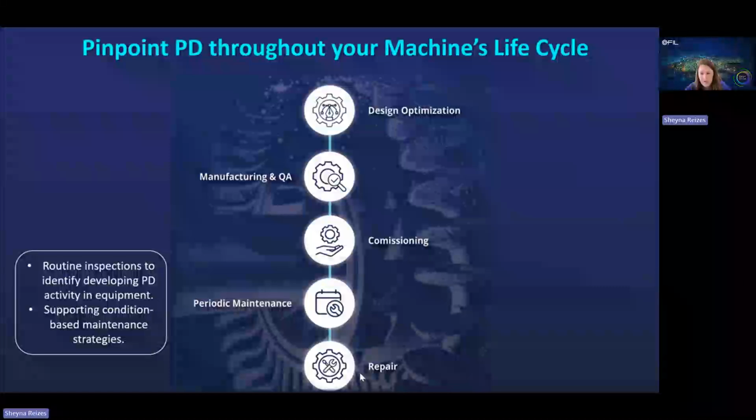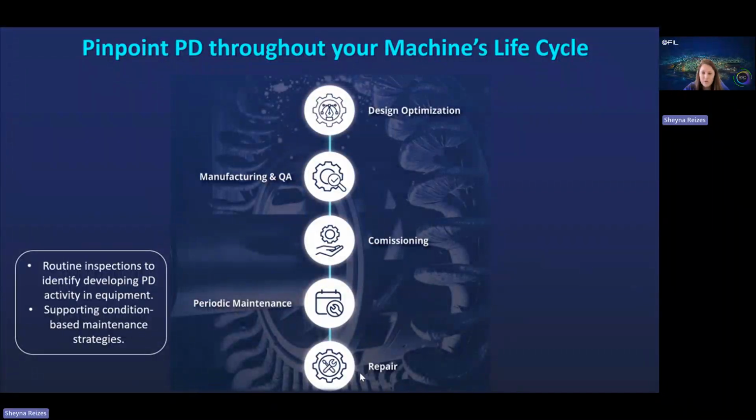In the maintenance phase, UV cameras are used during routine inspections to detect developing partial discharge activity. This supports condition-based maintenance strategies, allowing teams to track changes over time and to intervene before failure occurs. It's especially useful in high-value or critical equipment where unplanned downtime would be especially costly.